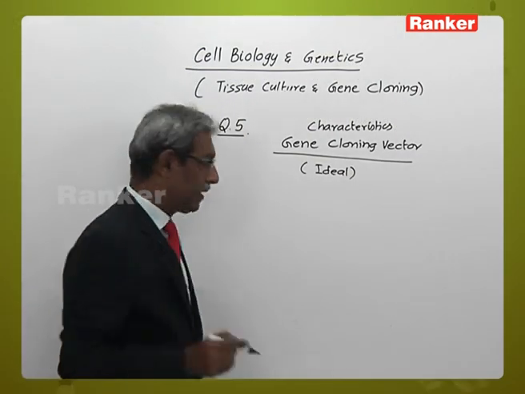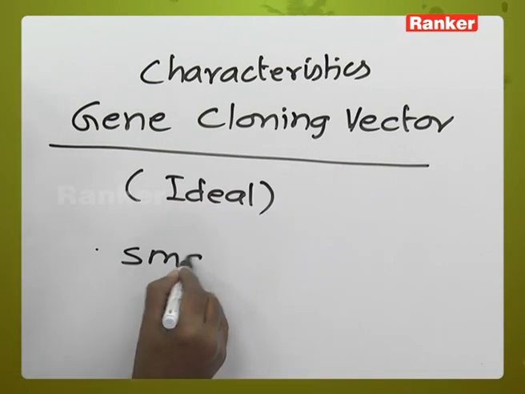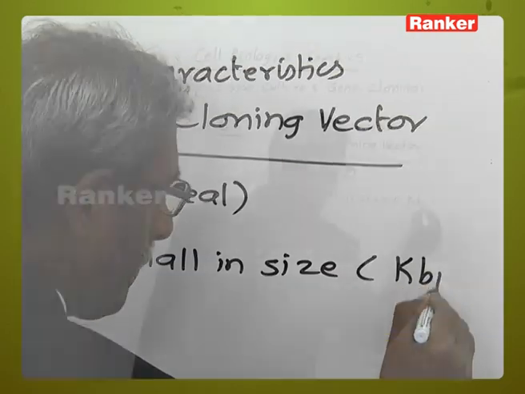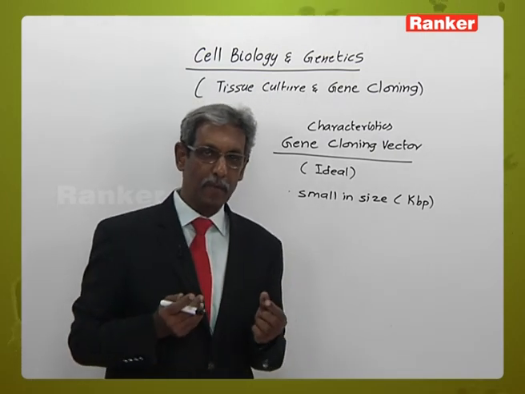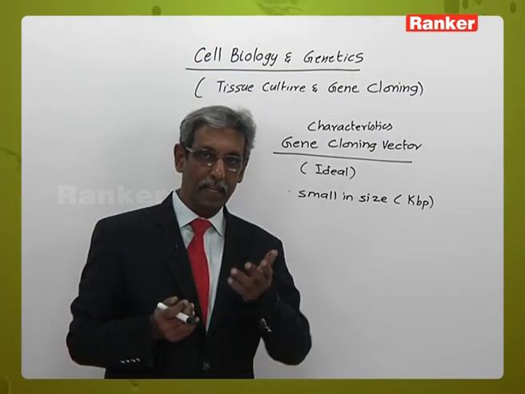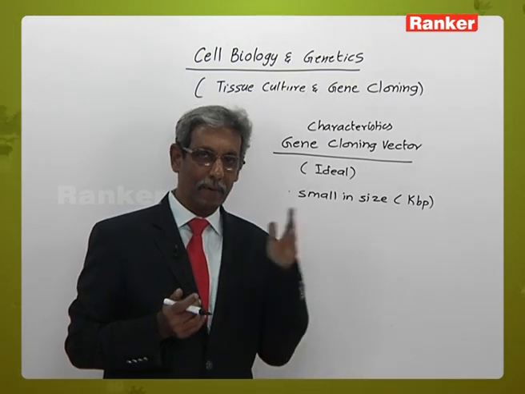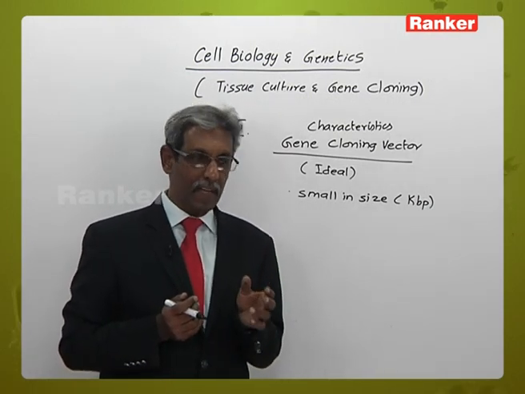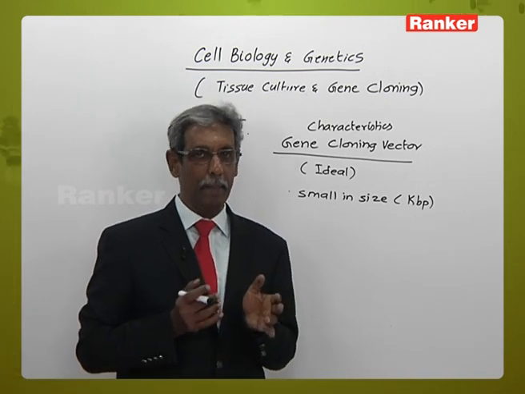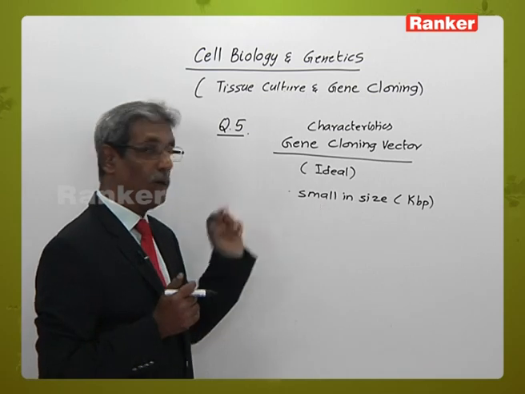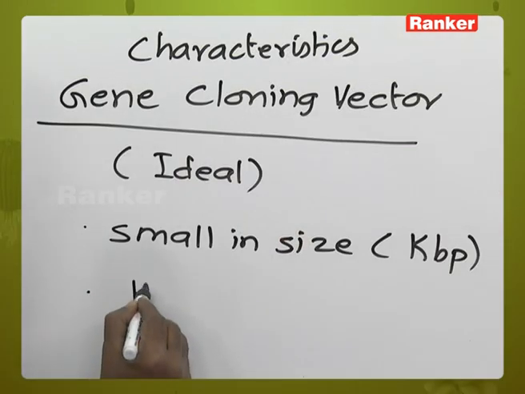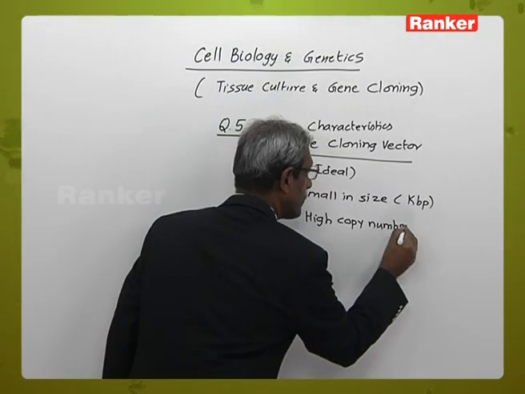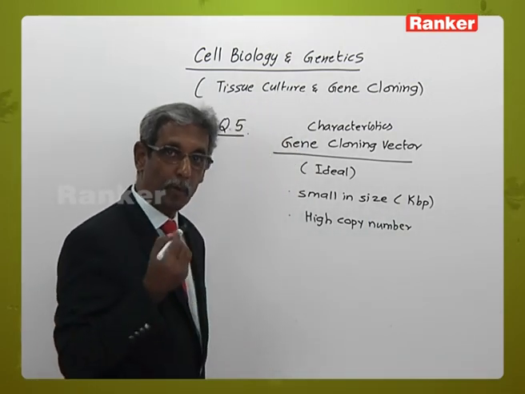Whenever we take any gene cloning vector, first thing is it should be small in size in terms of kilobase size. The reason is that it should be able to take the load of the DNA and move within the bacterial cells and between the host and the recipient cells. So, the smaller a vector, the easier it is to manipulate, whereas very large vectors are difficult to manipulate. So, the first important attribute is that it should be small in size. And next, it should have high copy number. That is, it should be able to make multiple copies of itself.